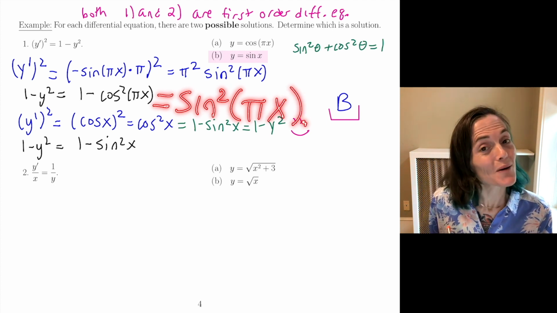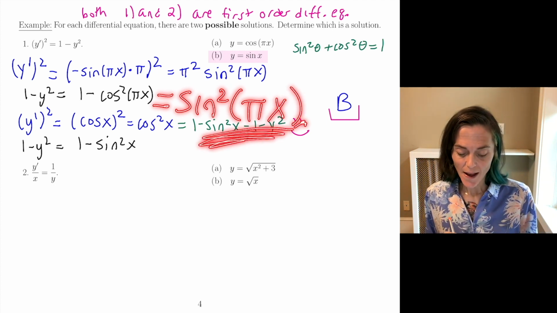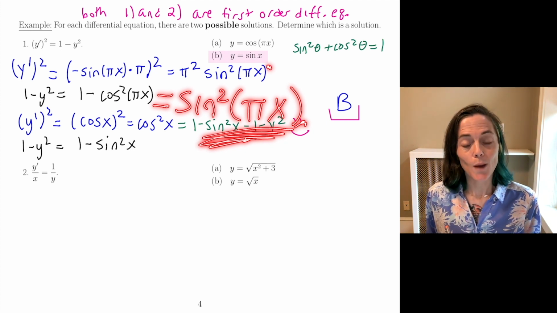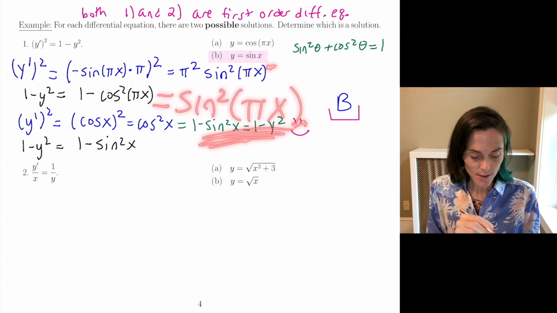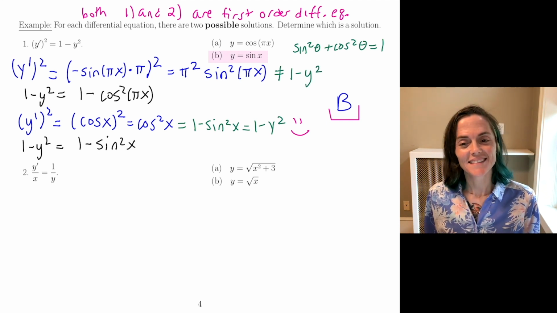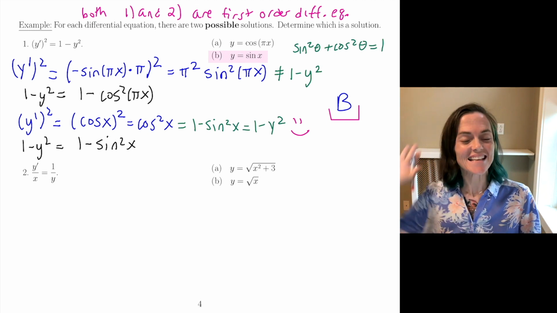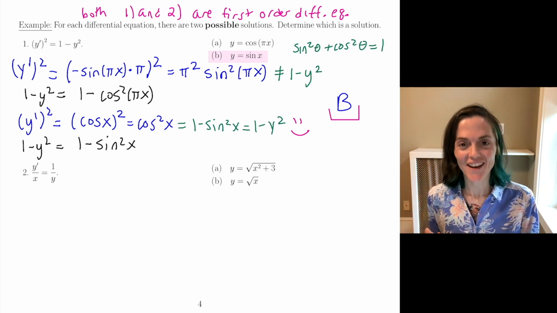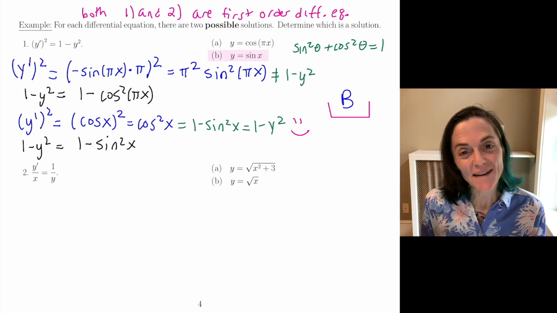Now compare that to what we have above. Sine squared pi x is not equal to pi squared sine squared pi x. And so this will not be 1 minus y squared. Okay, so B is our answer here. We have verified. Number 2.